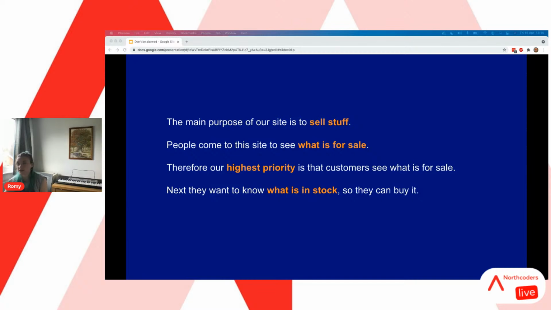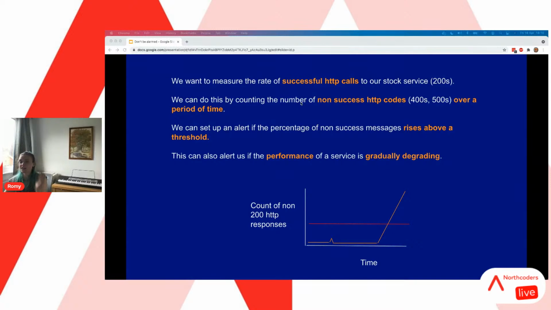So we want to measure the rate of successful HTTP calls to our stock service. So those would be 200 HTTP status codes. We can do this by counting the number of non-successful codes over a period of time. We could set up an alert if the percentage of non-successful messages rises above a threshold. So here I've got how many 200 responses we've got over time, and here we've set a threshold. If we've got a low amount of 200 responses, this is bad, we're in the alarm zone. And then once it's over that threshold, we're safe again. So we would be getting pinged every 5 minutes, or however often you wanted to be pinged, in this bit.